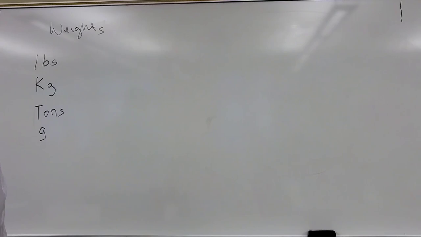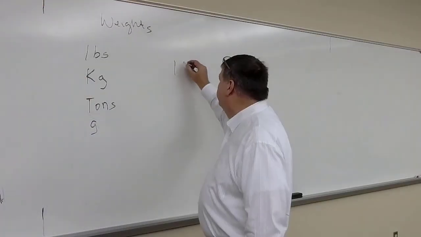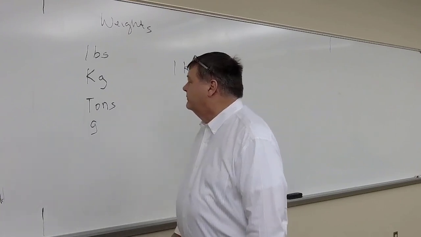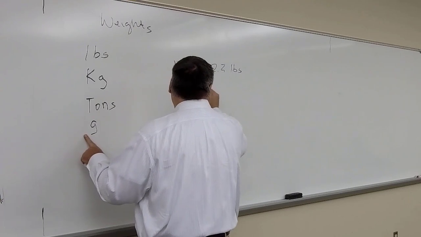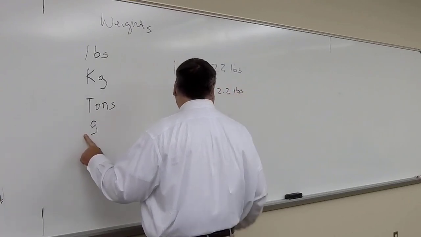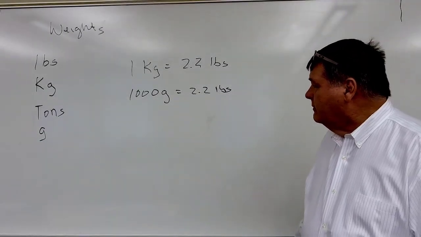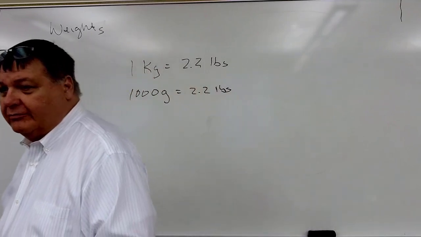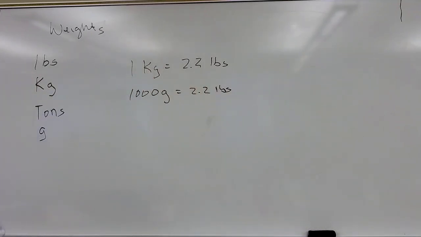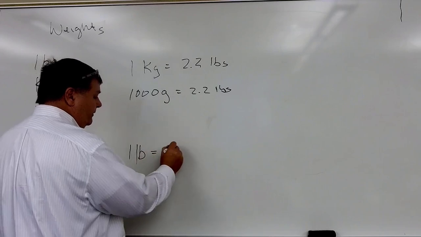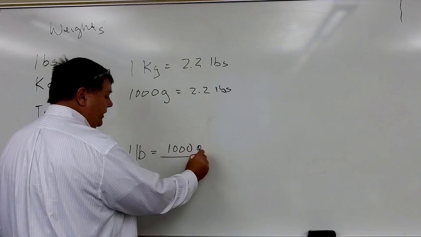What's the trick for converting between these things? 1 kilogram is what? 1,000 grams is equal to 2.2 pounds. Right? So how much does 1 pound weigh in grams? 1 pound is going to be equal to 1,000 grams divided by 2.2 pounds.